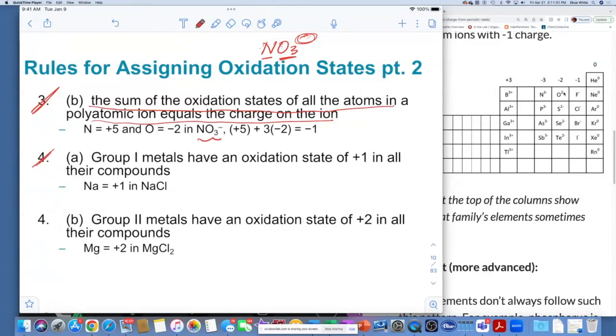Rule 4A applies to compounds where the metal is a group 1 metal. Group 1 metals have an oxidation state of +1 in all their compounds, and you want to assign this first. It saves you a headache. Here, 4B, group 2 metals have an oxidation state of +2 in all their compounds. We love "all," because this is rare in chemistry. In chemistry, there's always an exception, right? So they say "in general," which means there's an exception.